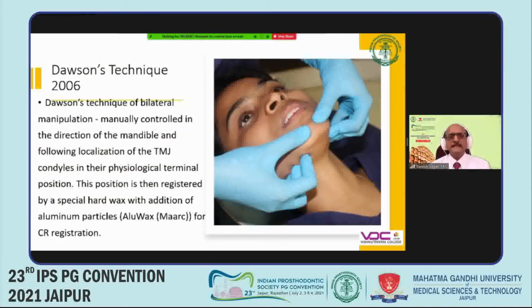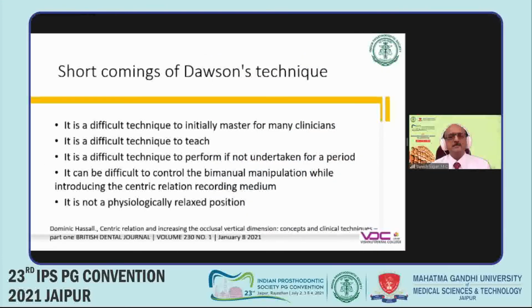And the Dawson technique is, again, as I said, the most popular technique. And you really need to work on it, because in a recent survey of a lot of dentists in Britain, they said the Dawson technique is very difficult to learn initially and master for many clinicians. They said it is difficult because we have to train the patient. Unless we train the patient, they cannot have the mandible relaxed.